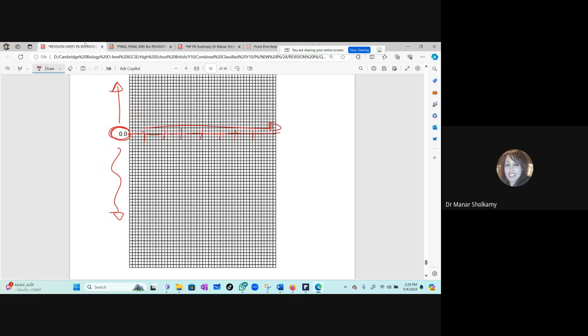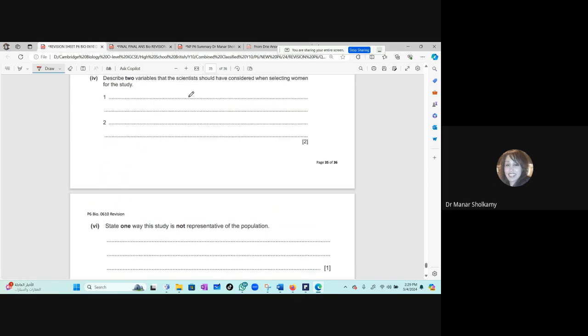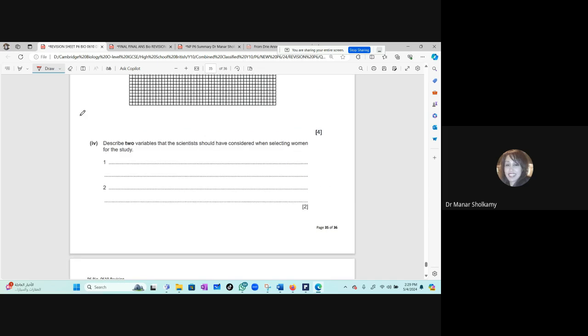I did not plot it. You can plot it for yourself, okay? Could have considered, yes, here, this was an important question. They used also human subjects for a particular study. They used particular women. So describe 2 variables that the scientists should have considered when selecting those women in any study when they use a particular human subject. What are the things that they should be considered?